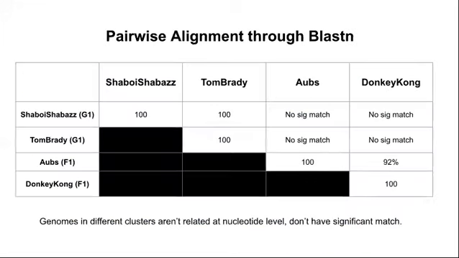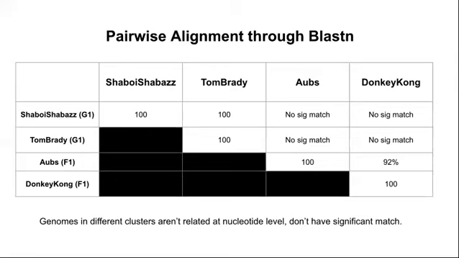Each phage genome sequence was submitted to BLAST-N pairwise sequence alignment tool to identify the best sequence match in the GenBank database. In our collection, ShaboiShabazz's best BLAST-N match is Cetasite, and Tom Brady's best BLAST-N match is Crespo. ShaboiShabazz and Tom Brady are both cluster G1 phages, and this is a cluster that retains high sequence identity.